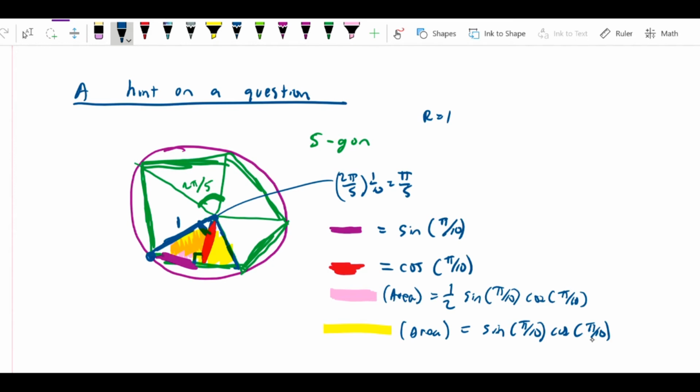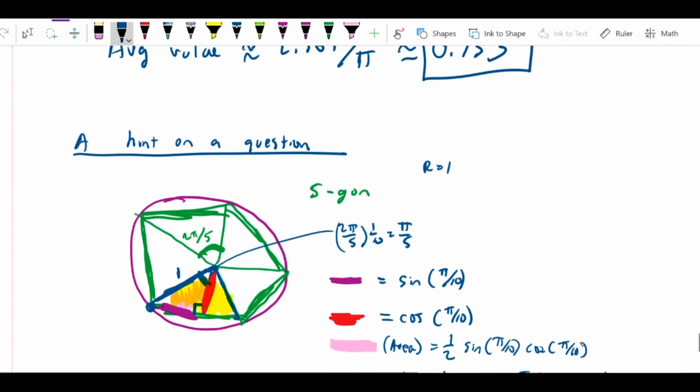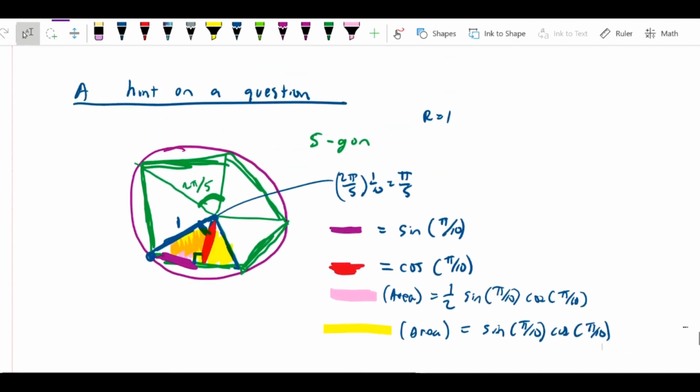So we have 5 of the yellow triangles, so what you're going to do is multiply 5 times sine pi over 10 cosine pi over 10, and that'll give you the area of the polygon. So they ask you to do a calculation like this with numbers that are not 5. That's why I demonstrated it with 5. All right, so hopefully that hint is helpful to you on the problem.